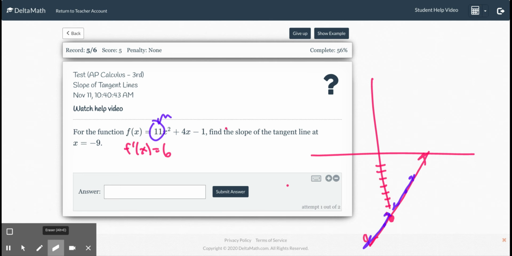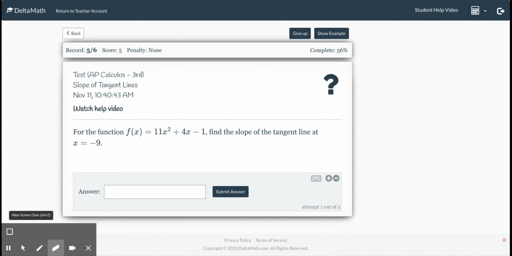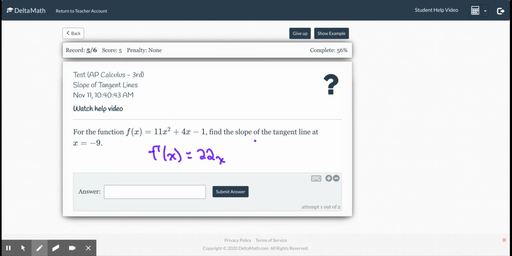All right, let's do this last one here. So we've got another parabola. Find the derivative, f prime of x. Hopefully you're getting good at this now. 2 times 11 is 22x to the first plus 4. And then we just simply plug in -9. F prime of -9 equals 22 times -9 plus 4. Do that quick calculation there. 22 times -9 is -198 plus 4, so that'd be -194.